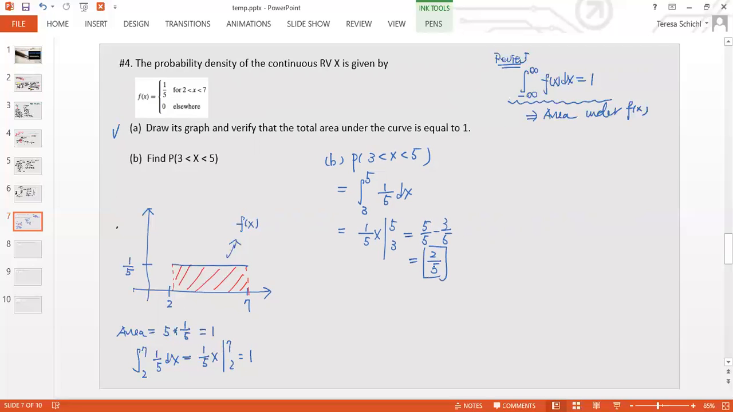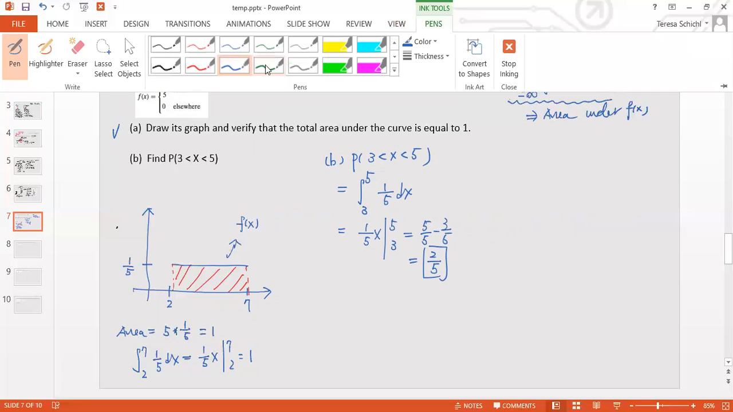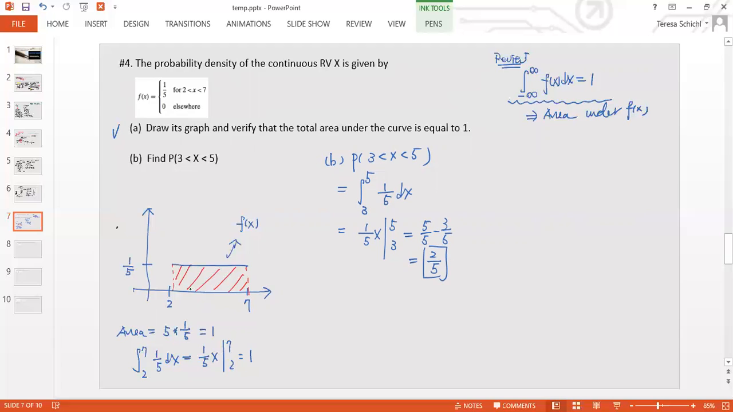Or you can look at it directly from the area, right? It's the same thing. So this is 3, and this is 5 here. When you try to find the probability from 3 to 5, you're basically looking for this green area. So what is the green area? The green area is 2 times 1/5. So it's the area of a rectangle, right?